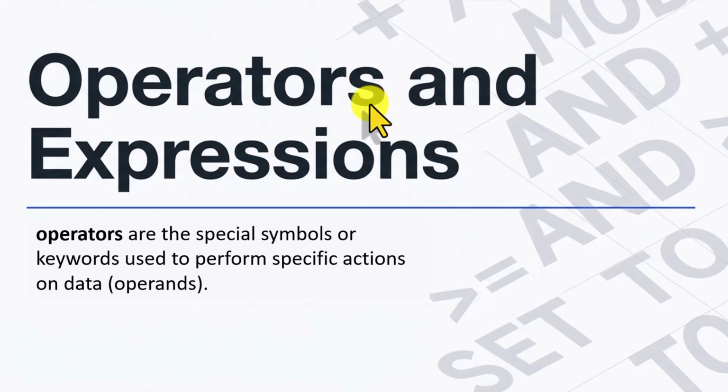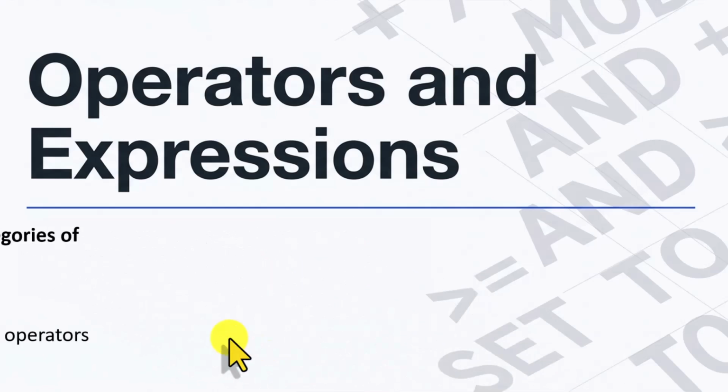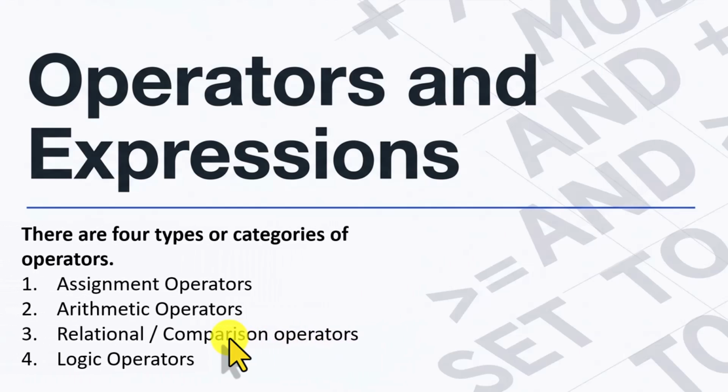Operators are the special symbols or keywords used to perform specific actions on data or operands. We have four different types of operators. The first one is assignment, the second is arithmetic operators, then relational or comparison operators, and logic operators. In this video, one by one, we will go through each one of them and discuss what they are.